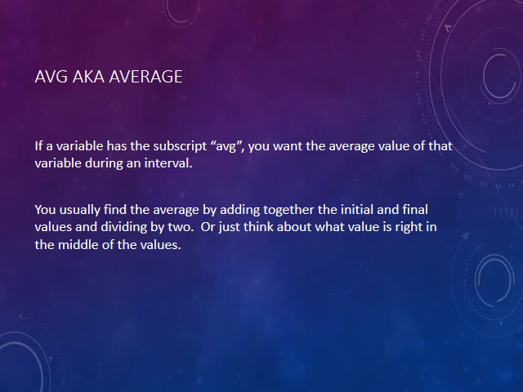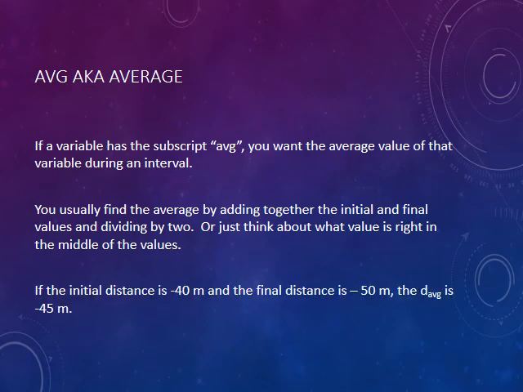But you could also just reason it out and think about what value is right in the middle of the two values you have. So if you have an object with an initial distance of -40 and a final distance of -50, the d average is -45 meters.